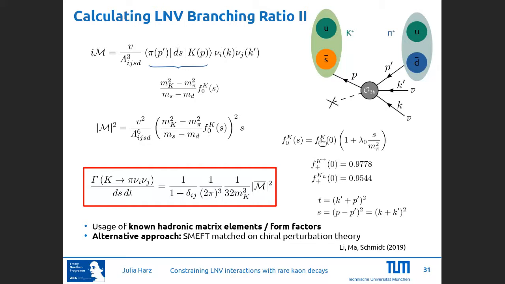So the form factors are known. And we can then get a two-dimensional or differential distribution of the branching ratio or the decay rate in terms of S and T, where these are the Mandelstam variables. And S is, so to say, the energy loss by the neutrinos. So this is the energy, so to say, the momentum of the kaon minus the momentum of the pion. So we used form factors for the analysis, but one can also match this onto chiral perturbation theory. And this is, for example, what was done in this recent paper by Lima and Schmidt.